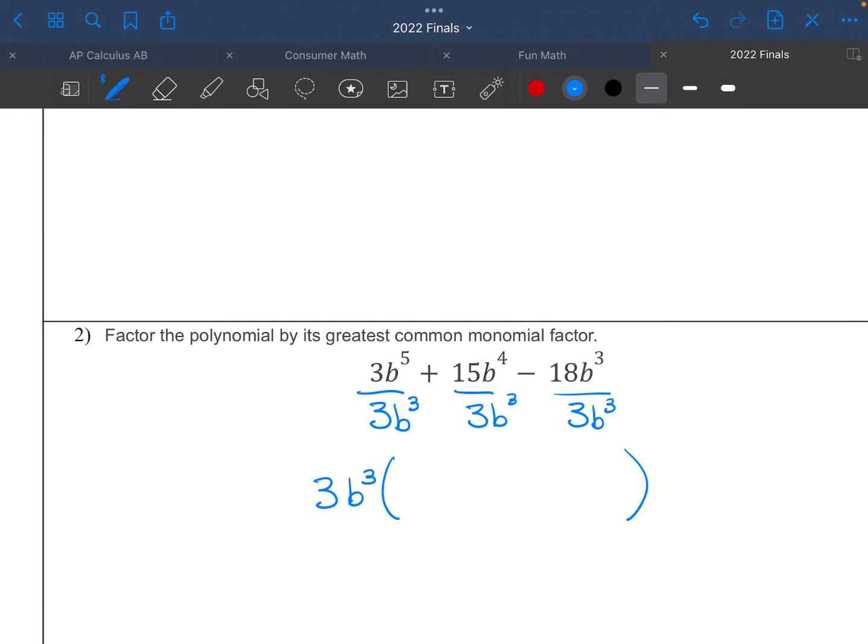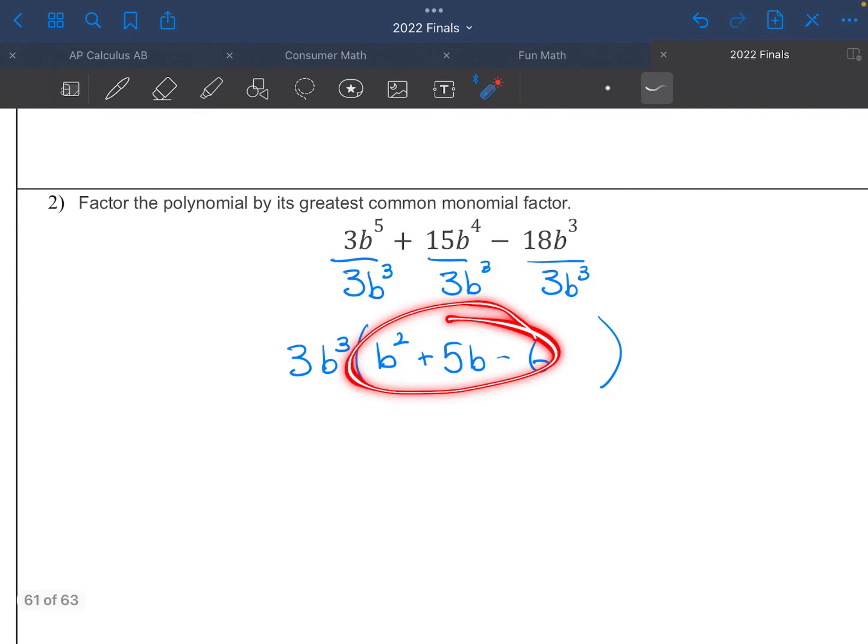When we divide those out, what are we left with? Well, 3 and 3 cancel each other out, so there's no number out front. And then you're going to subtract the powers. 5 minus 3 is 2, so I'm really left with b to the power of 2. Okay, 15 divided by 3 is 5, so this is going to be a positive 5. And then I subtract the powers. I have b to the power of 4 minus 3. 4 minus 3 is 1, so b to the power of 1, or just b. Finally, again, I'm going to copy down the minus sign, and 18 divided by 3 is 6. And notice that b to the power of 3 divided by b to the power of 3, those are just gone, and I'm just left with 6.